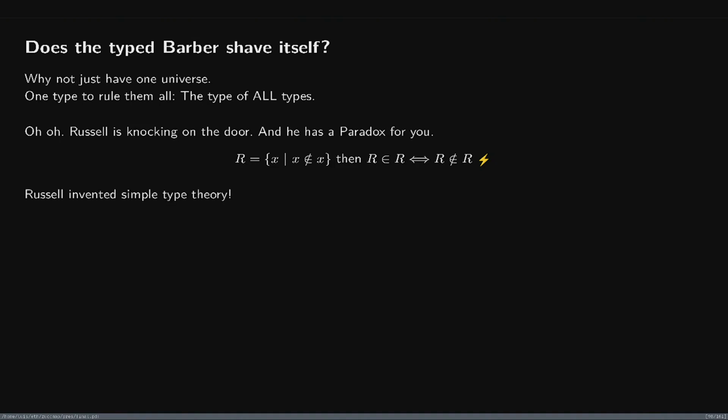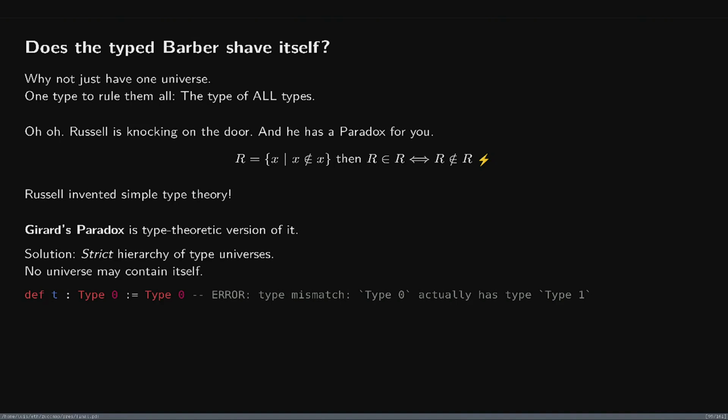So when Russell discovered this paradox, he invented simple type theory. But he actually then ran into this problem once again, because in simple type theory, you really only have one universe and don't have this hierarchy. So the real solution to this is not having a single universe, but a strict hierarchy of universes where one universe may not contain itself.